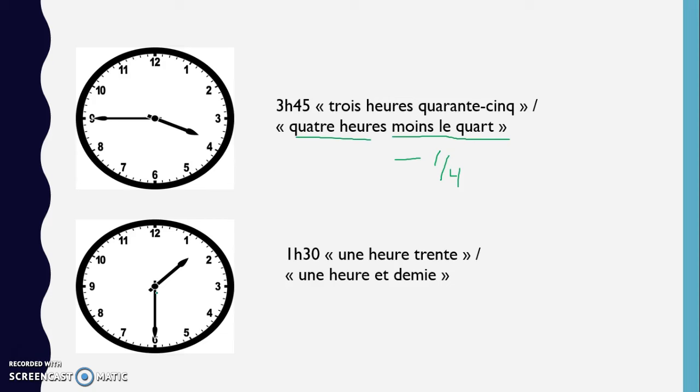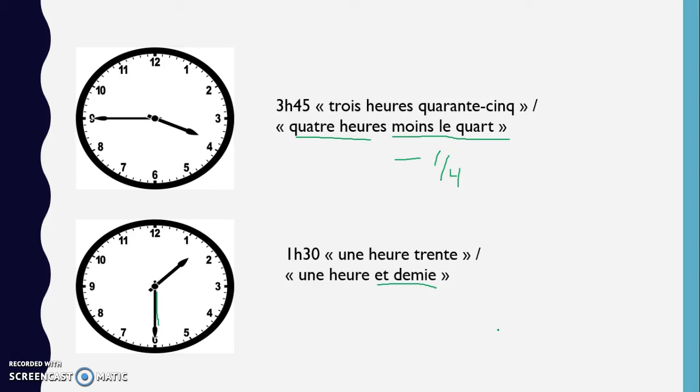If it's at the 30, we can again just say 30. 1 heure 30. 1h30, 1:30. So remember last time we did families and we said demi-frère, demi-sœur. So demi is half. Half brother, half sister, half an hour. 1h30 is 1 hour and a half. Half an hour is 30 minutes, so 1h30.